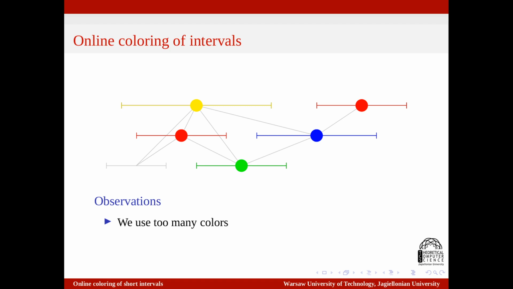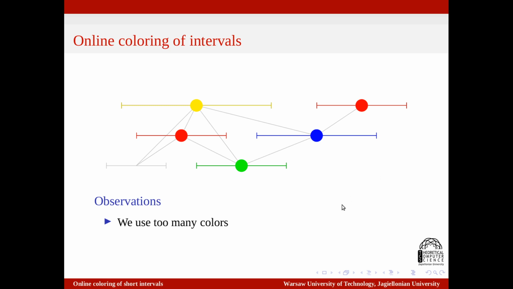And if you analyze what happened, when we colored this second interval red, we kind of failed. There's no way of extending this coloring to a coloring of all the intervals with three colors. But at that point, we didn't know that it's a bad decision.